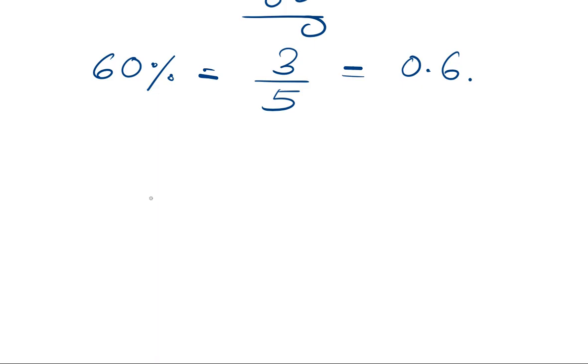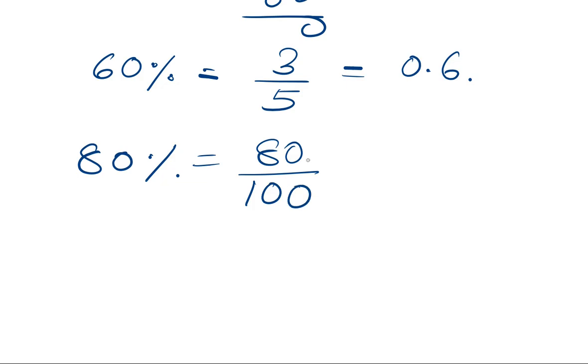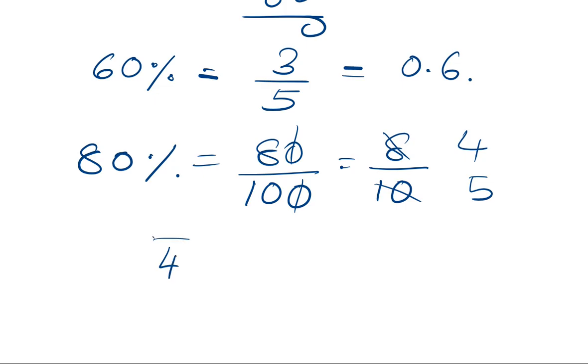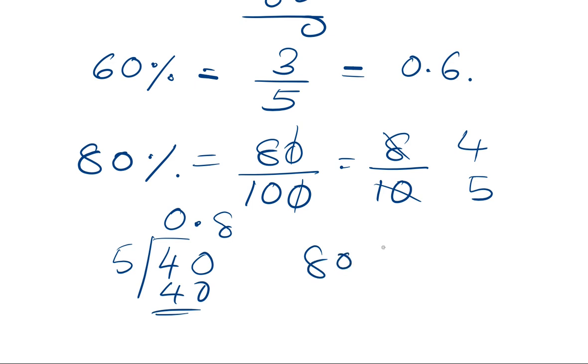Okay, 80 percent. 80 percent is equal to 80 over 100. Both numbers are divisible by 10. We can cut one 0. Then 8 over 10. Both numbers are divisible by 2. So 8 divided by 2 is 4, 10 divided by 2 is 5. Then 4 divided by 5. How many 5s go into 4? 0. Put a decimal point. 5 times 8 is 40. So we can say 80 percent is equal to 4 over 5 is equal to 0.8.